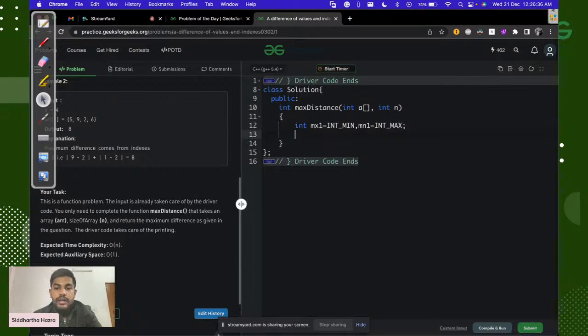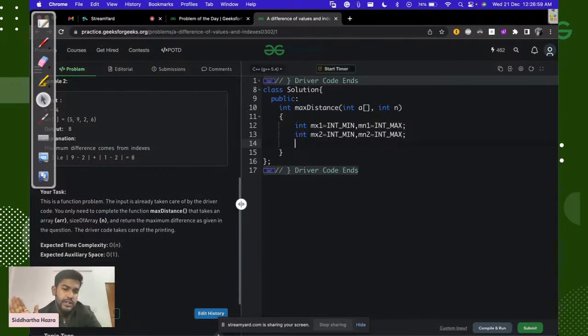Now we would have the next set of values, that is mx2 is equal to int min, and mn2 is equal to int max. Like to get the maximum value, we initialize with the minimum value, and to get the minimum value, we initialize with the maximum value. This is it. Now we would simply iterate and find the corresponding values. i is less than n and i plus plus. So the first set of values, what was it?